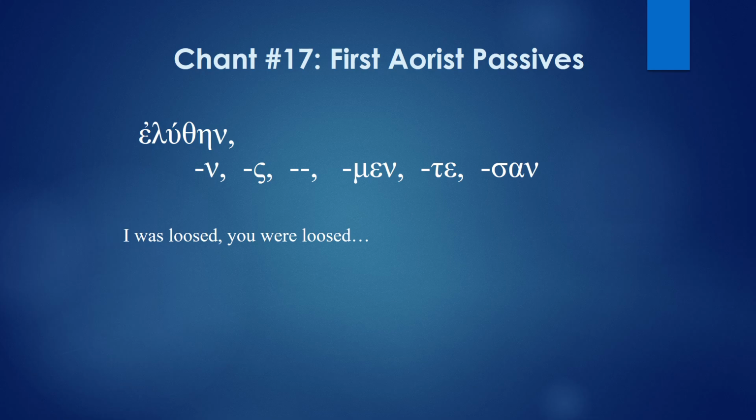First person plural is the men ending. We were loosed. The te is the second person plural. You or you all were loosed. And the third person plural is san. They were loosed. And now, 3 times, just the chant by itself.